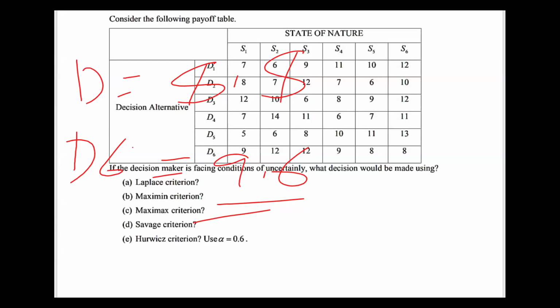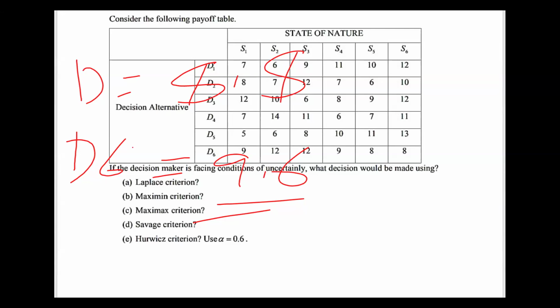The highest Laplace score. That is the decision you take. So which decision are you going for? The high score. Yes, decision number 6 has got the highest Laplace score, and for that reason, we are going to take decision number 6 using Laplace criterion. Okay, that's part A.